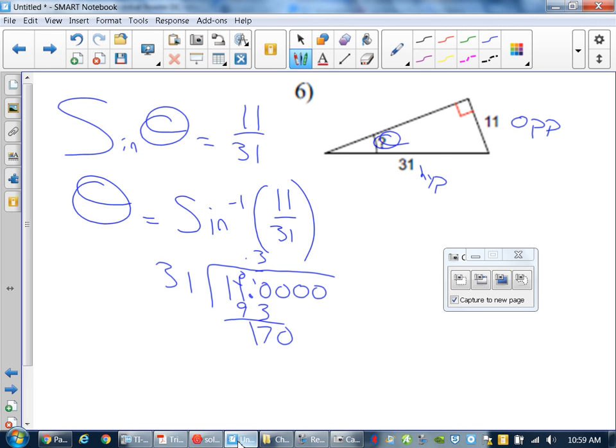170. I'd probably cry if I didn't have a TI-30X. And then I would go again, and I'd approximate out. If I go 3 times 5 is 15, 3 times 6 is 18, so it has to be a 5. And I go backwards that way.